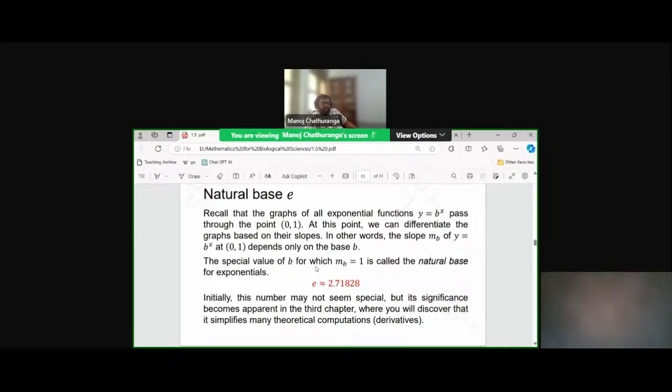Initially, this number may not seem special, but its significance becomes apparent in the next chapter, where you will discover that it simplifies many theoretical computations of derivatives.